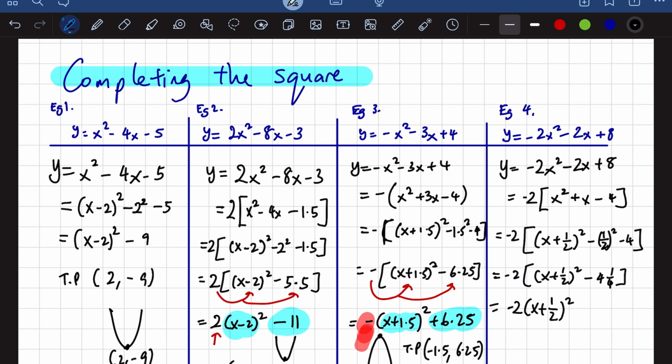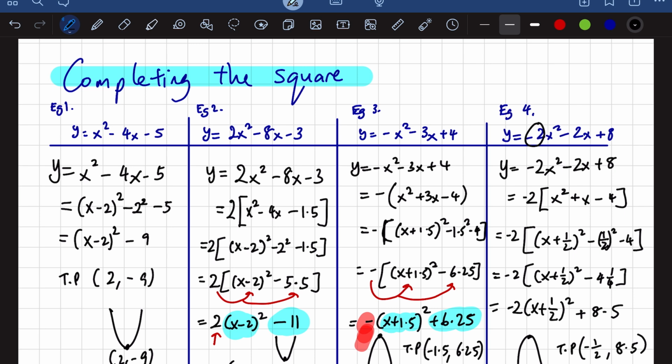Let me calculate that. I think that is about 8.5. All right, good. So what's my vertex? It is a maximum because it's a negative 2x squared. And the x vertex, of course, is whatever makes the bracket 0, in this case negative half. And my y vertex will be 8.5, what's at the back.